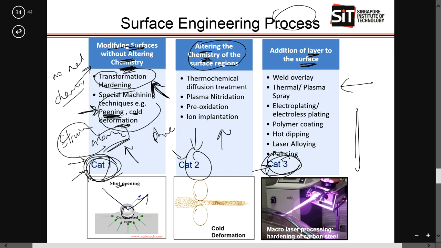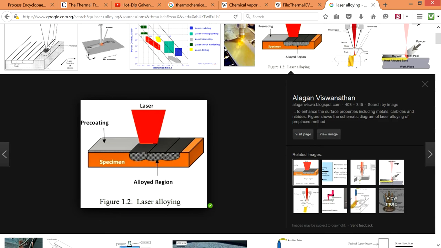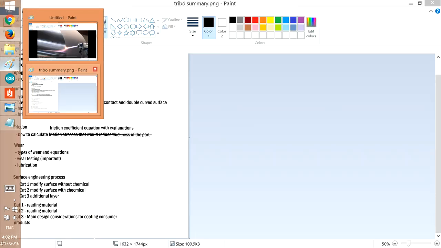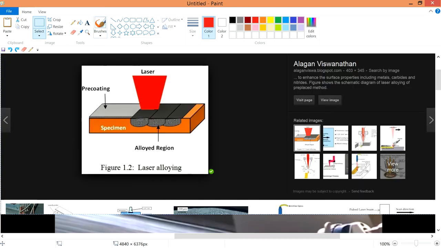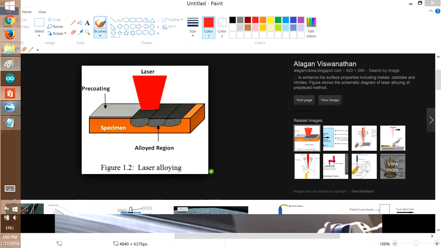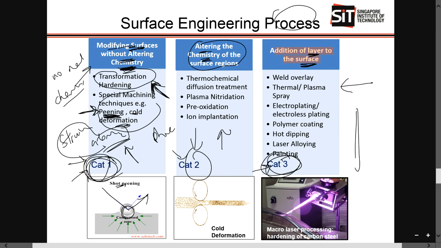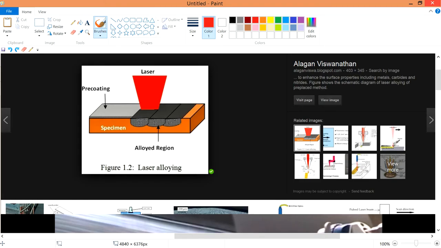So let's see laser alloying. This laser alloying also gives us a good understanding of what is going on. There will be a pre-coating. For the layering, for all these layers, the addition of a layer to the surface, we will all have a pre-coating that exists there. So we will first apply a pre-coating in order to conduct a certain experiment. Over here, the laser alloying uses a pre-coating first, and then they use a laser to melt the pre-coating to protect the specimen surface. So you add in a layer.